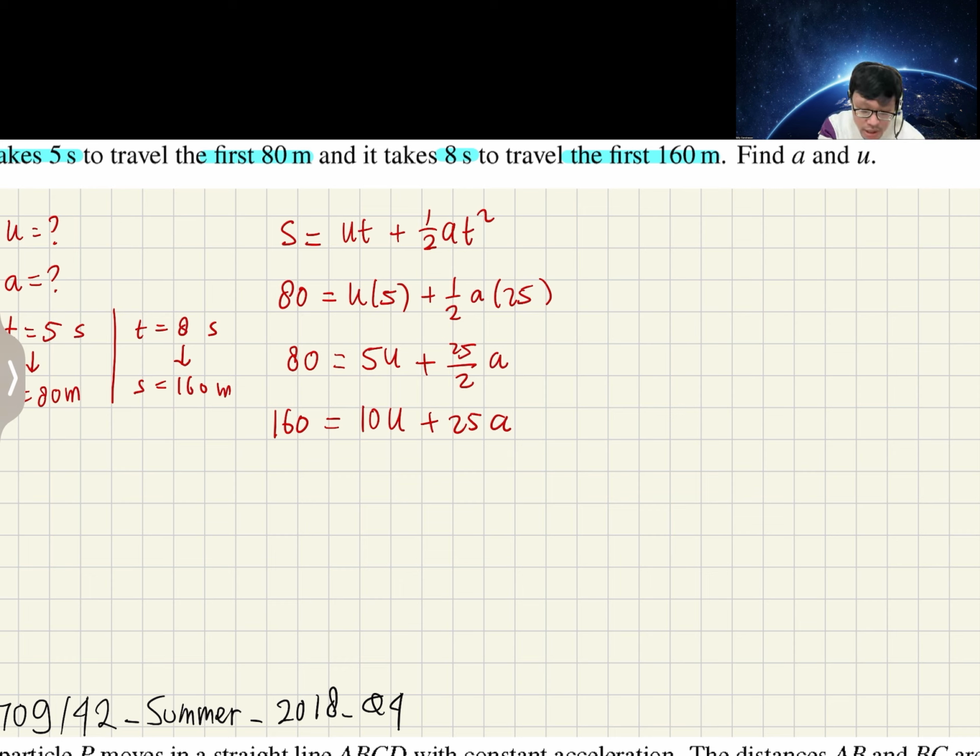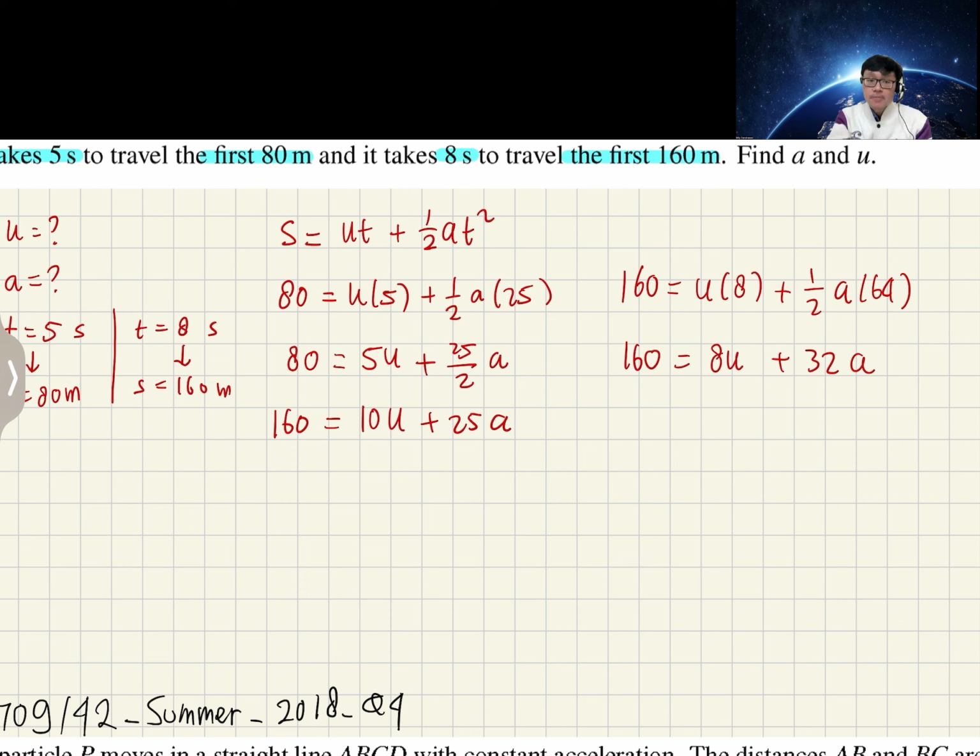Now, the second equation with the same formula, but now we plug in time is 8, S is 160. So we get 160 meter equals U times 8 plus half A, the time is 8, square becomes 64. So we get 160 equals 8U plus 32A.